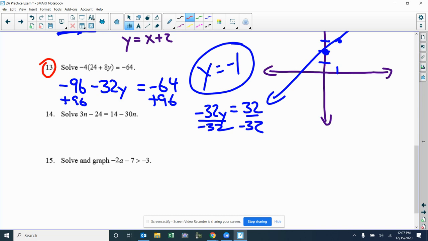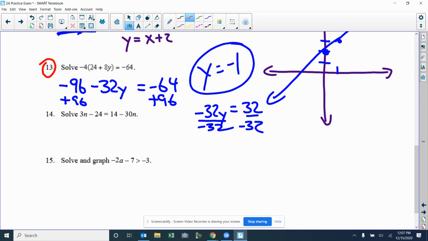What if it came out like 2 equals 2? True statement. What's that mean? Anybody remember? Yeah, it's going to be all the reals. Thanks, Mason. So a true statement will be an infinite amount of solutions, or all the reals. If it's a false statement, that means there's no number that would make that work.